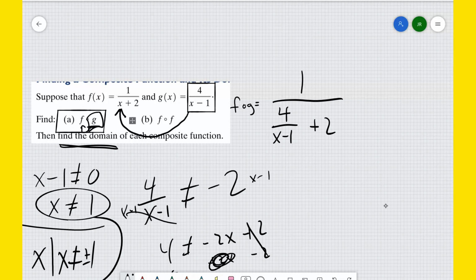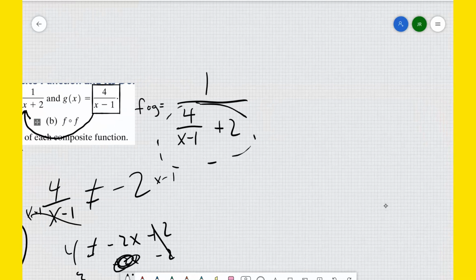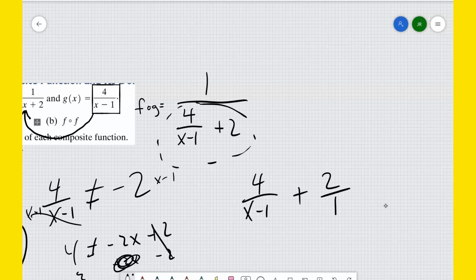Okay, then I have to do some good old algebra to simplify this big expression here. So first, I think I will combine those two terms into a single thing by finding a common denominator. So 4 over x minus 1 plus 2 over 1. And I'm going to get a common denominator by multiplying this by x minus 1. And whatever I do to the bottom, I have to do to the top. That gets me a common denominator. So now it's 4 over x minus 1 plus 2x minus 2 over x minus 1.